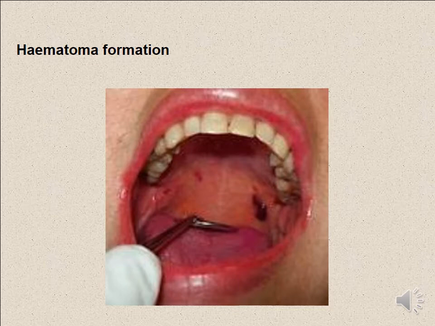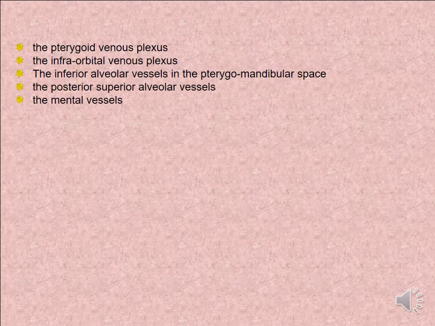Another complication is a collection of blood within the soft tissue, called a hematoma. Hematoma formation can occur with oral cavity injection. We have many venous plexuses within the area of the mouth and face. The most dangerous are the pterygoid venous plexus, the infraorbital venous plexus, the inferior alveolar vessels in the pterygomandibular space, the posterior superior alveolar vessels, and the mental vessels. Any injury to these vessels leads to a collection of blood within the soft tissue.